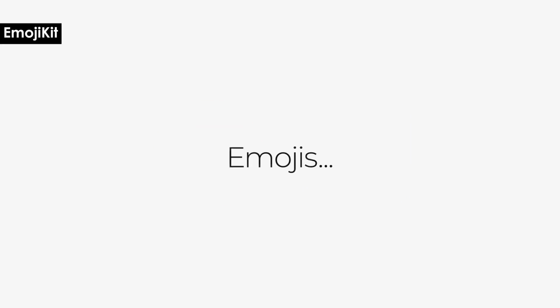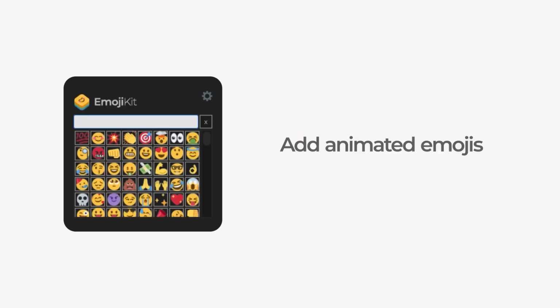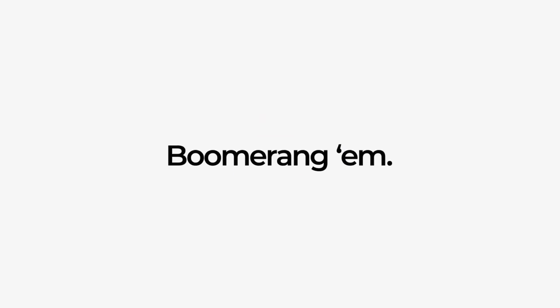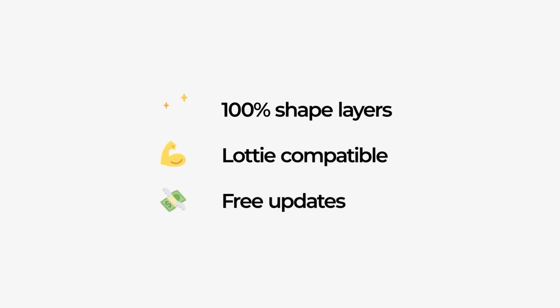EmojiKit is exactly what it sounds like. This is essentially a library of animated and still emojis directly in After Effects. You can go check out the product page to see all of the animations, which are all loopable, by the way. As of the time of this recording, EmojiKit comes with over 50 emojis. There's free updates available, so as the library grows, you don't have to worry about paying for anything else. Each layer is made with shape layers and no effects, so everything is going to be clean and sharp resolution. The coolest feature is it is Lottie compatible.